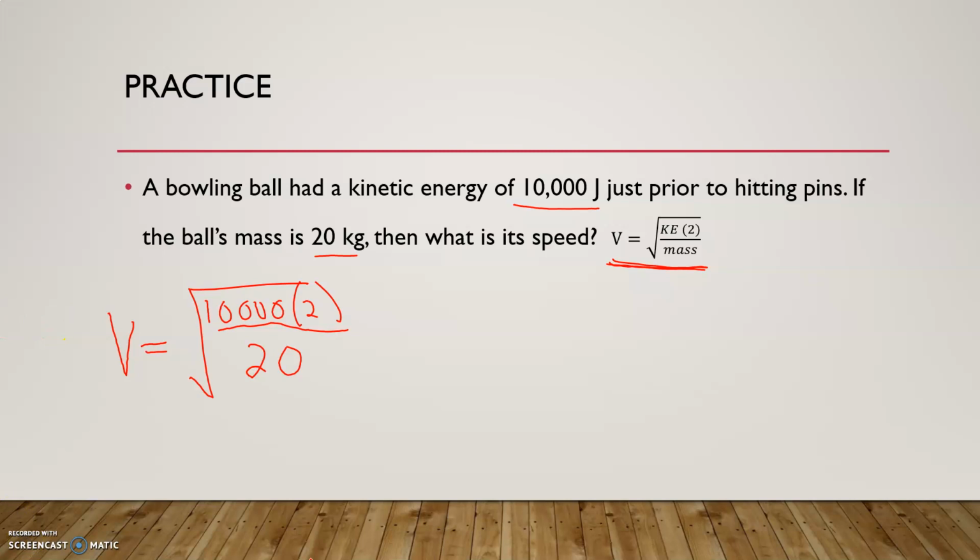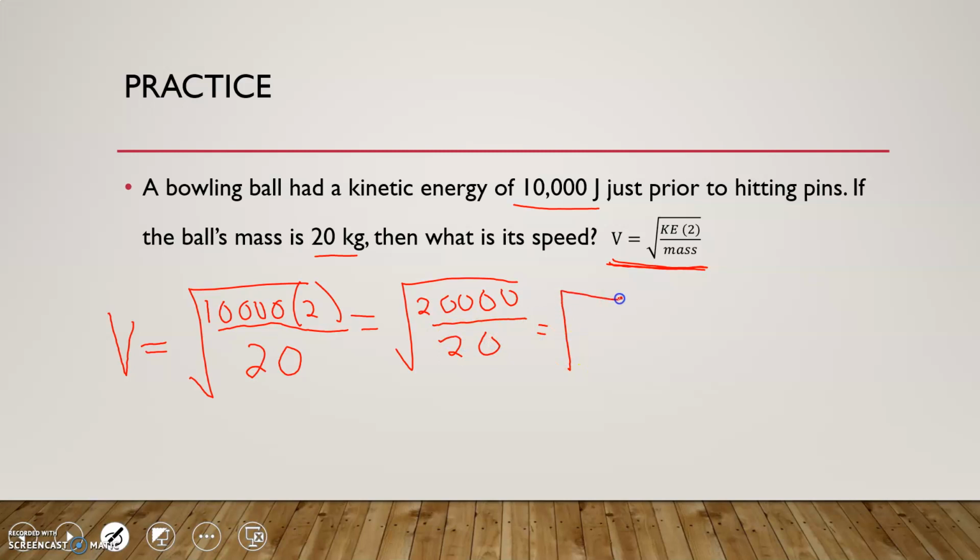So the first thing you're going to do is multiply your kinetic energy by 2. So 10,000 times 2 will give you 20,000. And then you're going to divide that number by 20, and you should get 1,000. And the last step is to take the square root of 1,000, and you should get 31.62, and since it's looking for velocity, it'll be meters per second, and that is your answer.